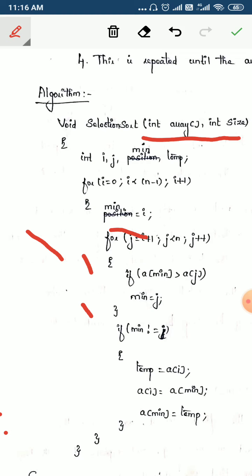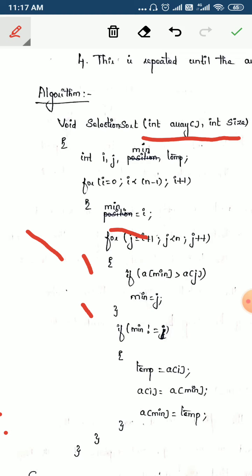I am assigning a of i's value. What is a of i? So currently i value is 0. So the zeroth index element is going to be stored in temp, and then we are assigning the zeroth element with a of min position. So now min position value is changed with current j, not current j, the j having the minimum element, right?